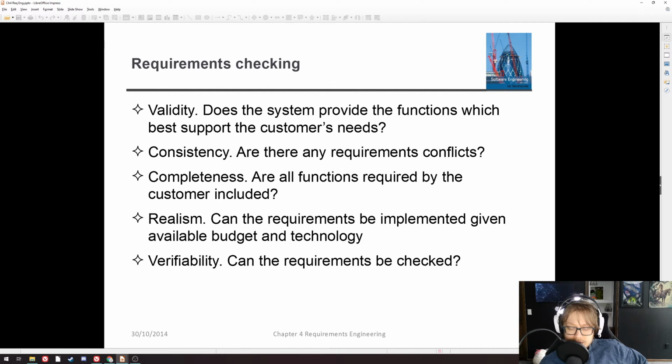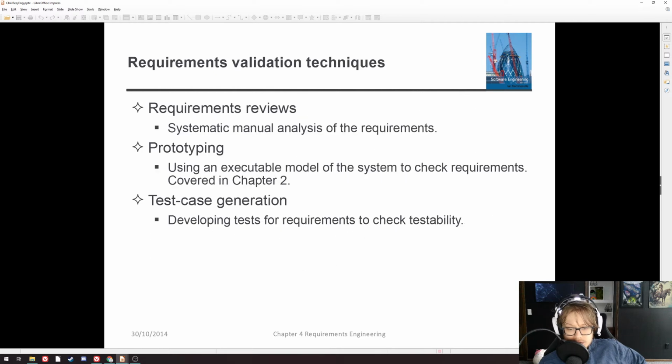Verifiability. Can the requirements be checked? This is another important one I mentioned last time. You need to make sure that all your requirements, as much as possible, are verifiable, that we can go back and confirm objectively that you delivered them. So how might we validate requirements? Well, we might do systematic reviews, manual reviews. You might meet with the customer and review together.